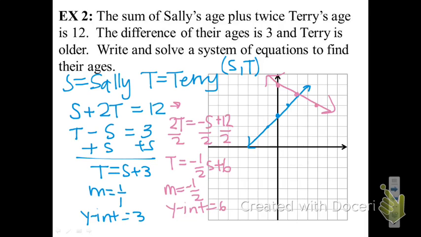So I can see the intersection point is over 2, up 5, and that tells me right there that the 2 represents the S, and the 5 represents the T, so 2 is Sally's age. So I would say Sally is 2, and Terry is 5. Good luck!